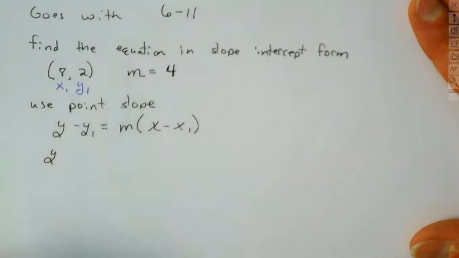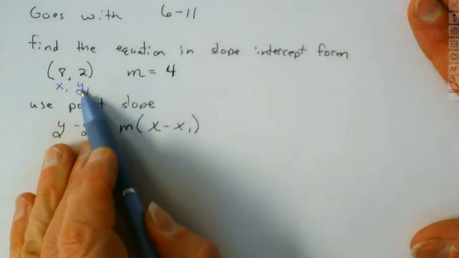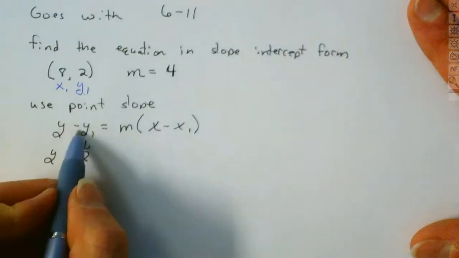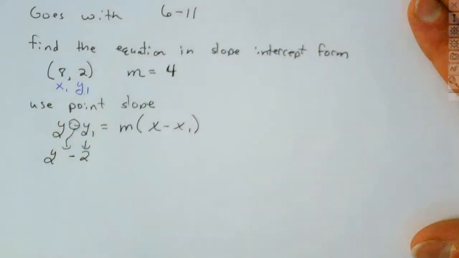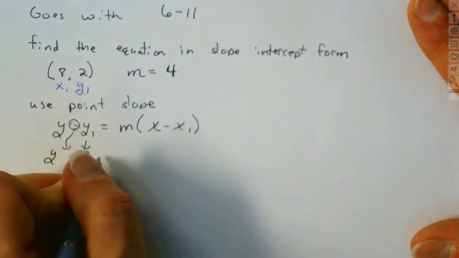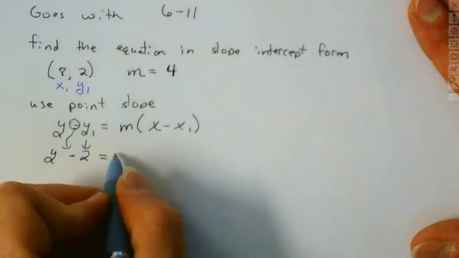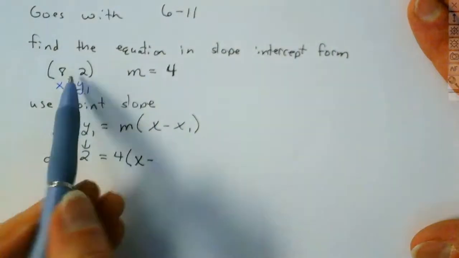Now, the y stays the same. But what is y1? From our ordered pair, y1 is what? 2. So you bring the sign down. Right, so the negative comes down with it. So watch that. So the left-hand side is y minus 2 equals. On the right-hand side, what is my slope? 4. And then it's going to be x minus what? 8.